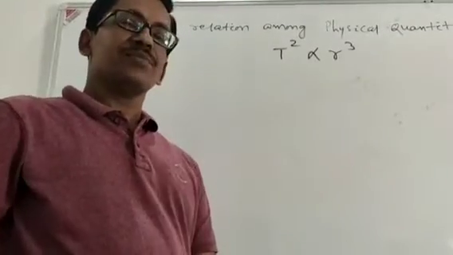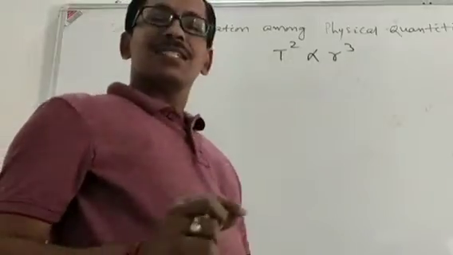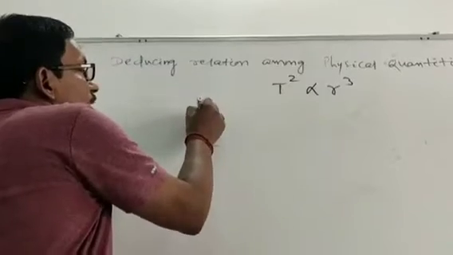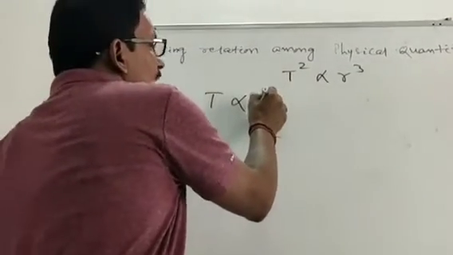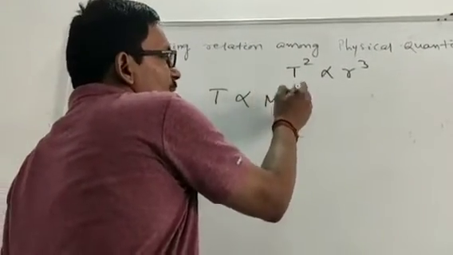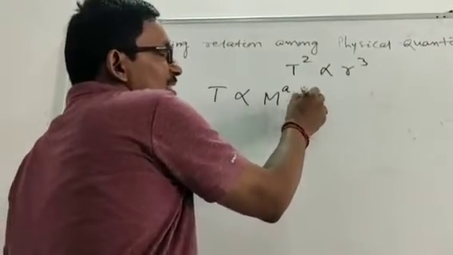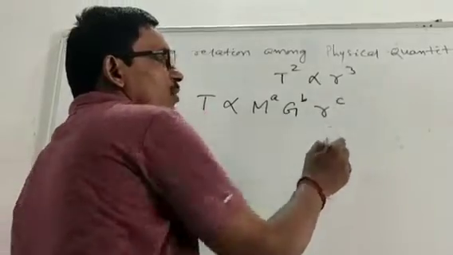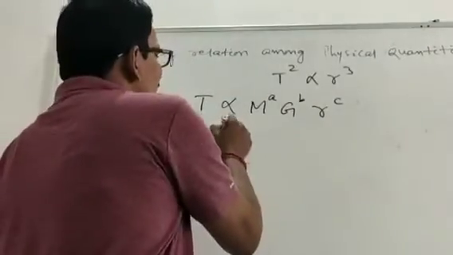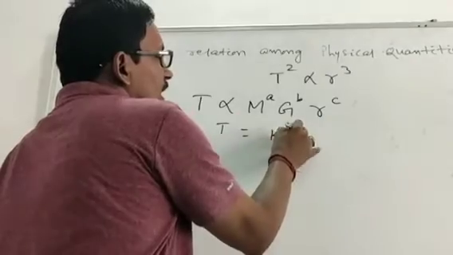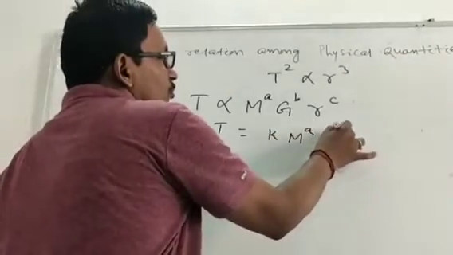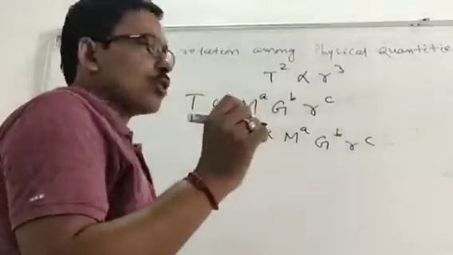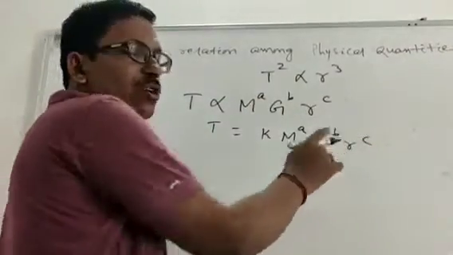That we have to show on the basis of dimensional analysis, and also we will write the formula for its time period. So now, as it is given, the time period of revolution depends upon the mass of the sun, suppose M to the power a, gravitational constant G to the power b, and the radius of the orbit to the power c. We can write T is equal to k, a proportional constant, M to the power a, G to the power b, R to the power c. As usual, you will put the dimensional formula for each and every term.